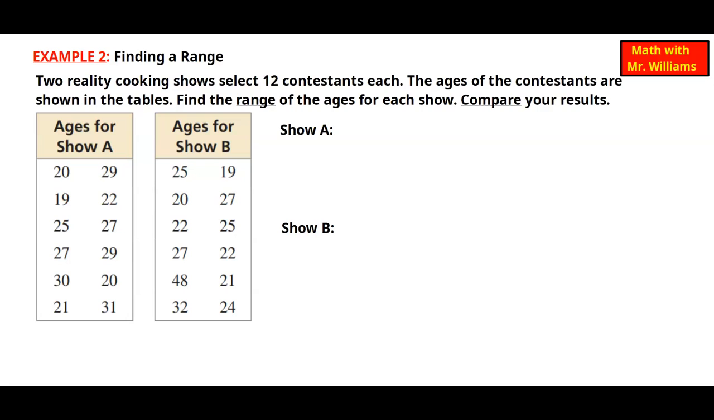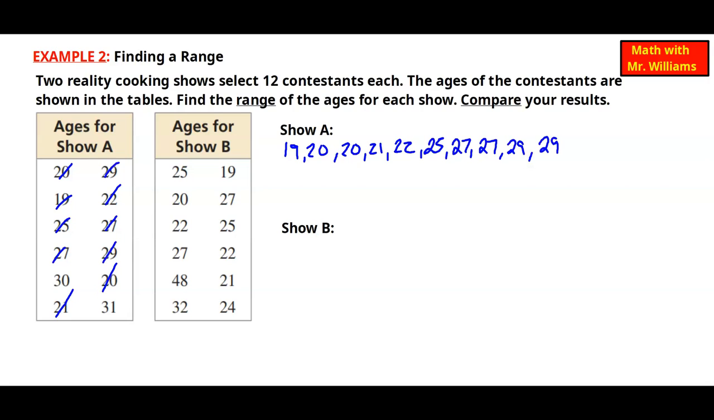Let's look at all the numbers here and find the least value, and we're going to work our way across to the greatest value. So in show A, the least value would be 19. Then we have 20, another 20, 21, 22, 25, 27, another 27, 29, another 29, 30, and lastly 31.